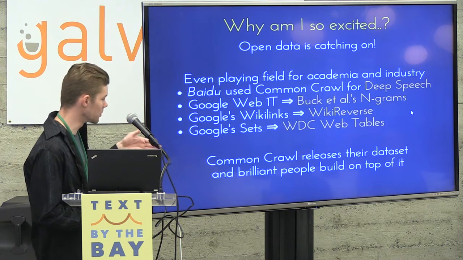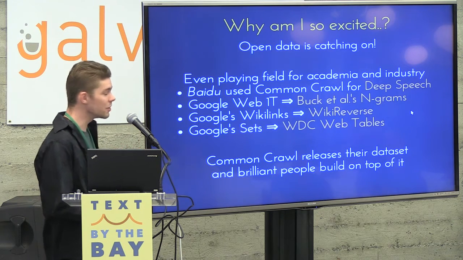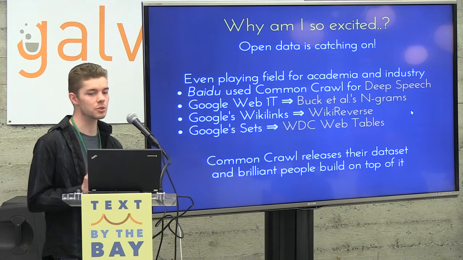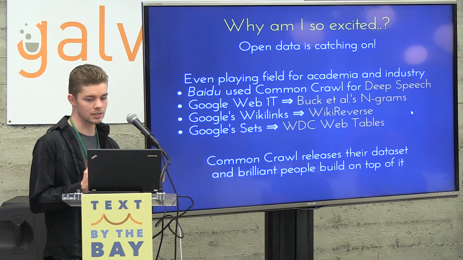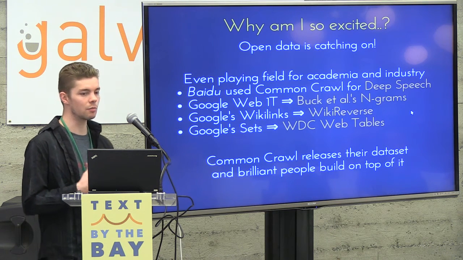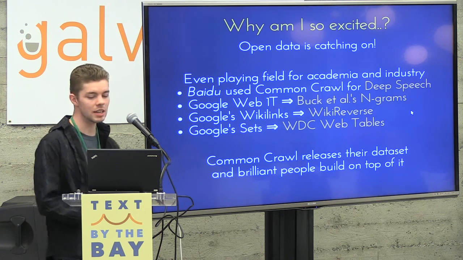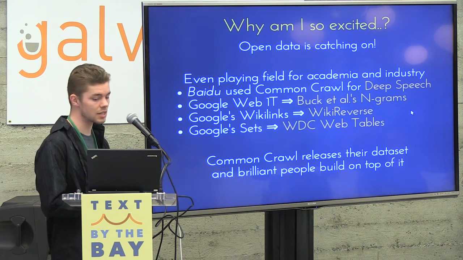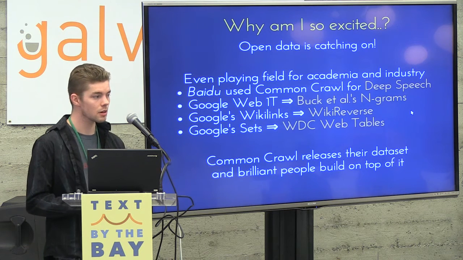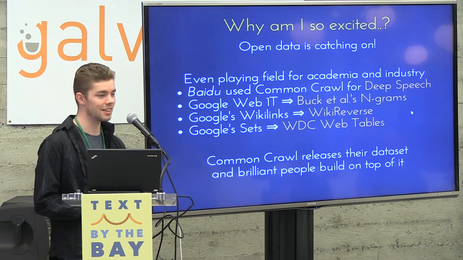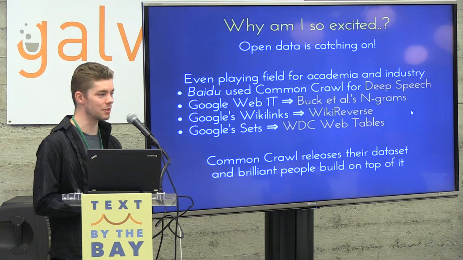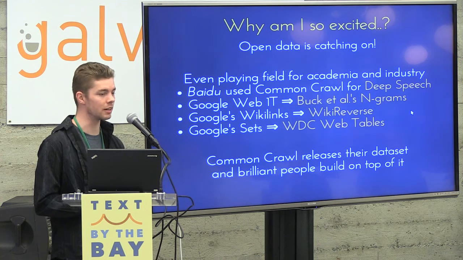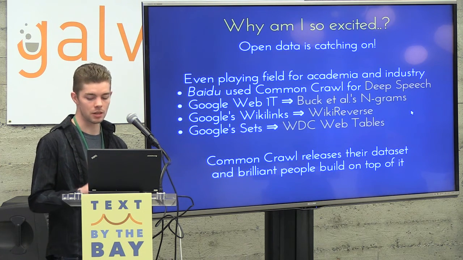Probably doesn't surprise you that Google is the starting point of all these 3 bullet points. But a lot of the resources before that, it was only really possible for Google or Microsoft to release because they're these powerhouses of data, starting to become a more democratized process. So you have Google Web 1T with Bucket All's Ngrams, you have Google's WikiLinks with Wiki Reverse, and you have Google Sets with the WDC web tables. So for me, this is incredibly exciting. I feel that open data is really something that is required to push forward the NLP domain and the machine learning domain, and that without it, innovation really will be stifled.